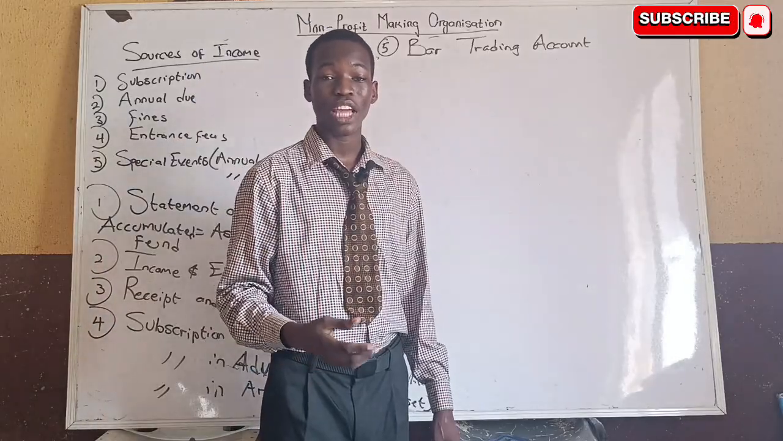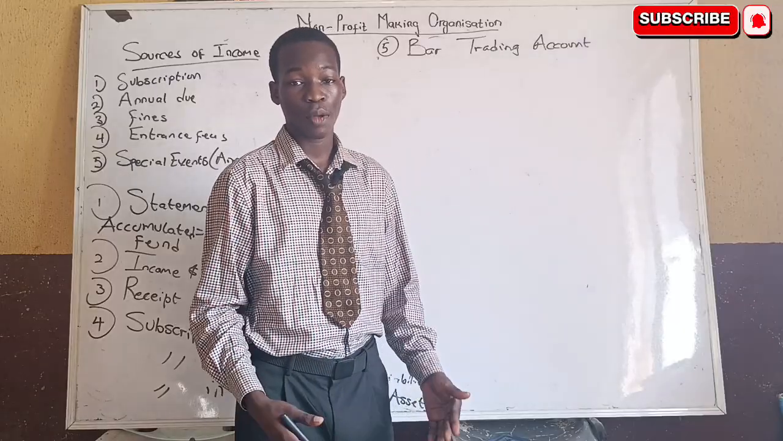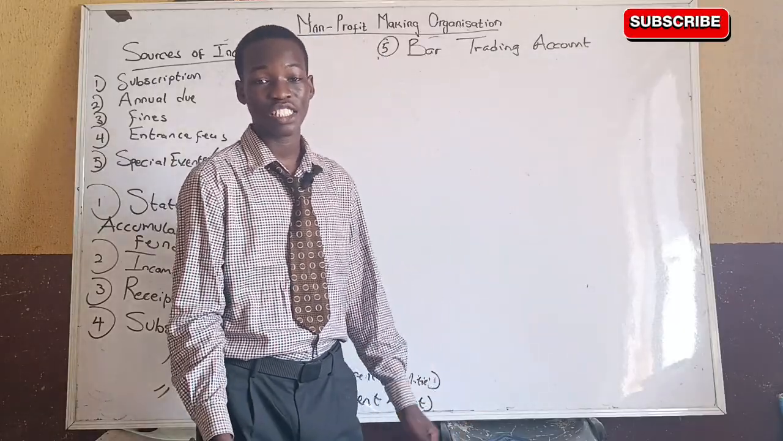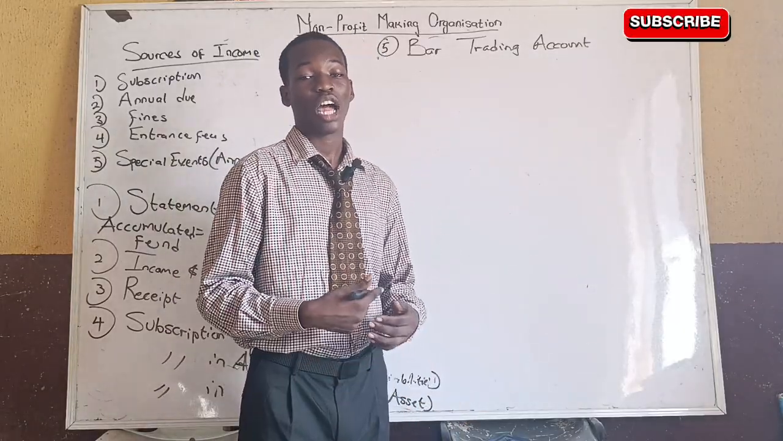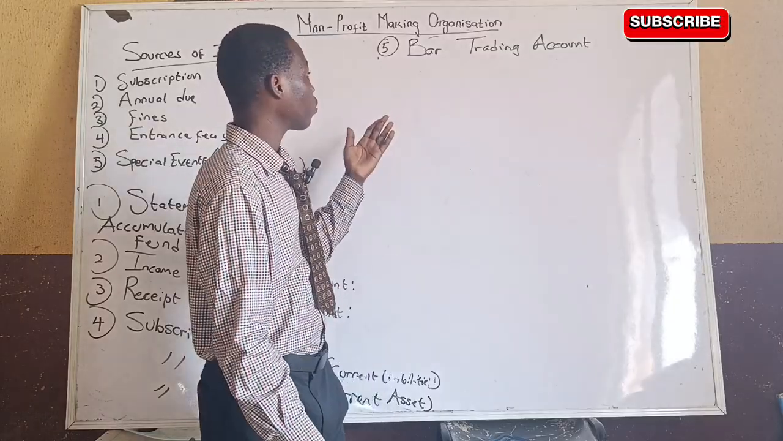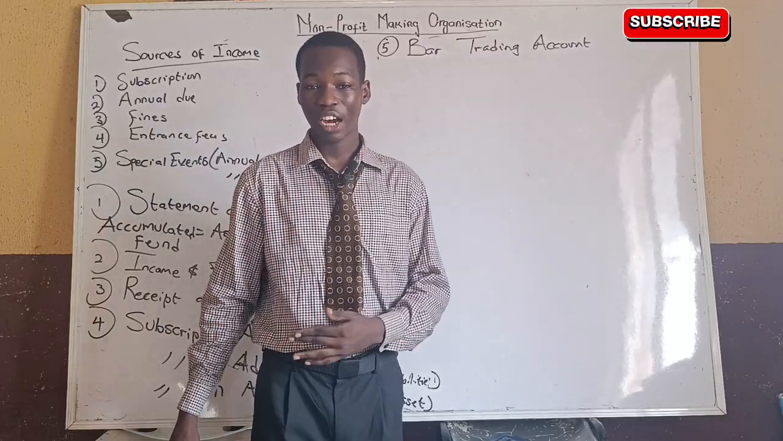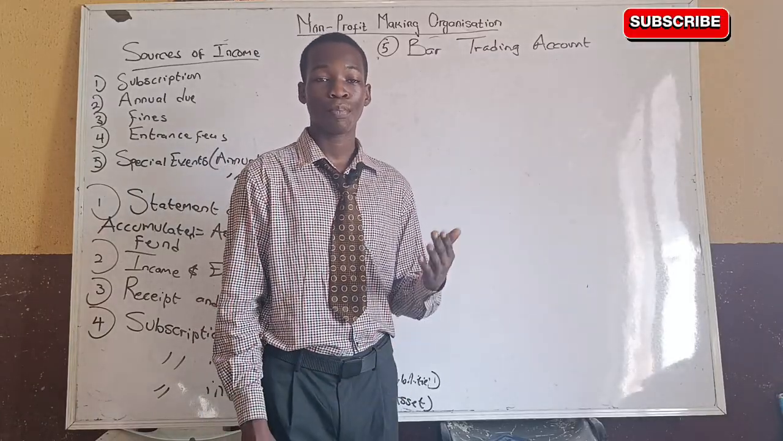As I said earlier, sometimes an organization may engage in trading activities. That is, they may have a bar, and in their bar they start selling drinks to people that are not among their members. You get it now? So all those things are to accumulate more wealth. Therefore, we will need to prepare a statement of profit and loss, which we call the bar trading account. So the bar trading account is called the bar account.